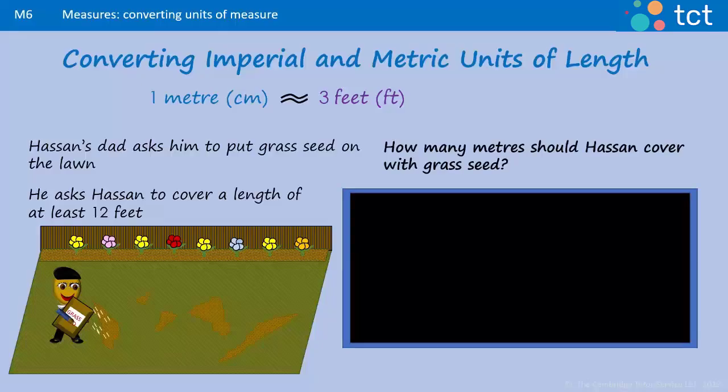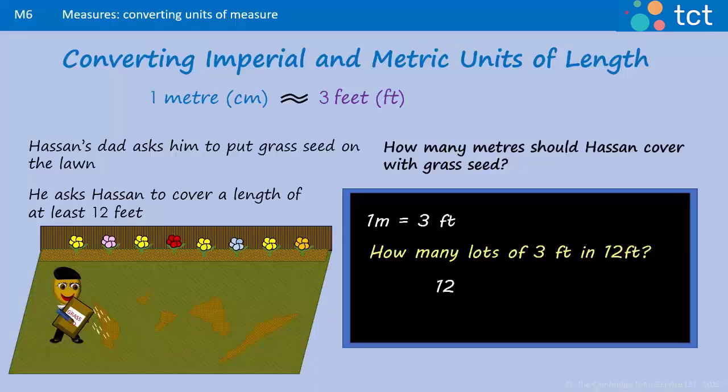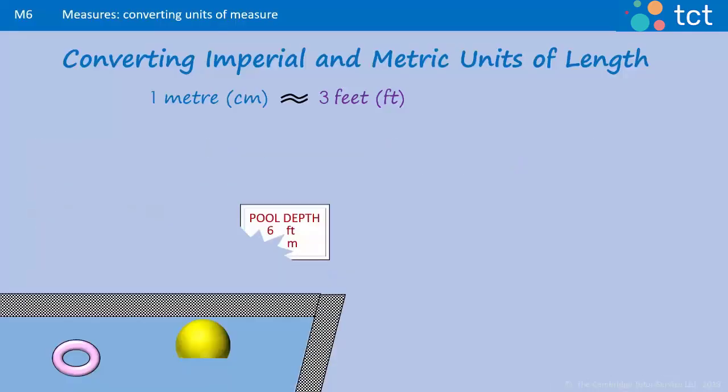If 1 metre is approximately 3 feet, how many lots of 3 feet are there in 12? If we have 12 and we divide it by 3, that gives us 4. So Hassan needs to cover at least 4 metres of lawn with grass seed. This is one for you to try.